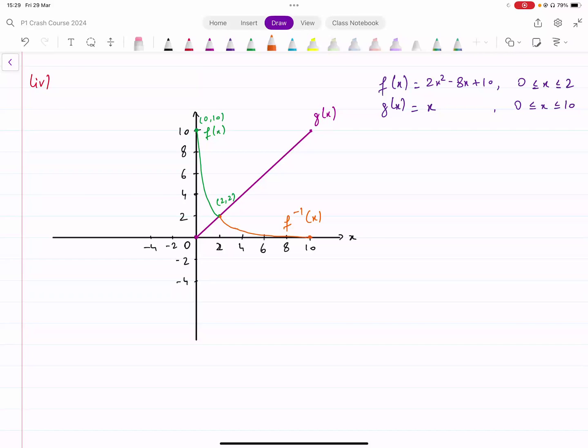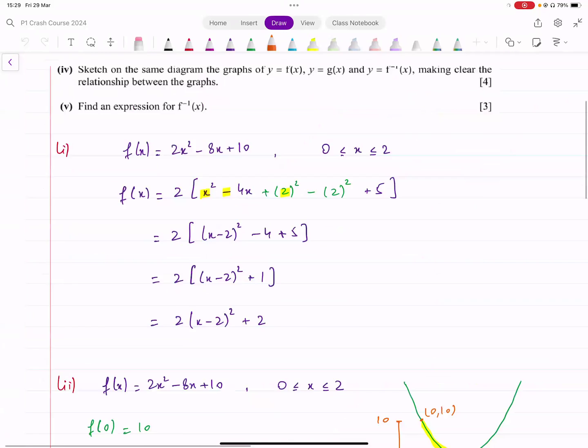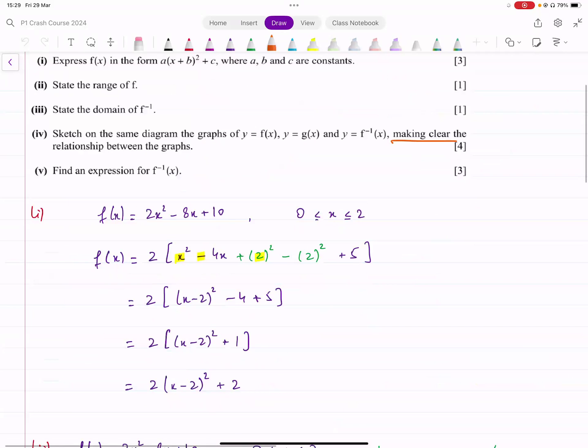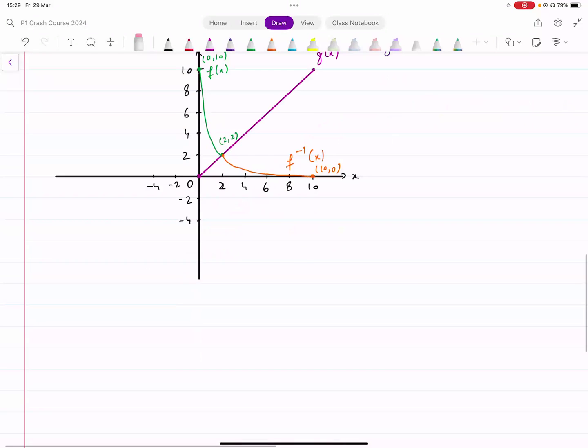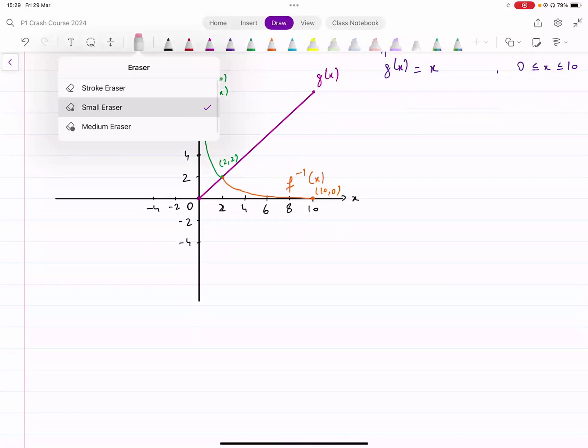Okay, sir. All right. So these are the graphs that we have. In fact, three graphs that we have: f of x, f inverse of x, and g of x. Now the question says, making clear the relationship between the graphs. Now, what's the relationship between these three graphs? You're going to write that here.